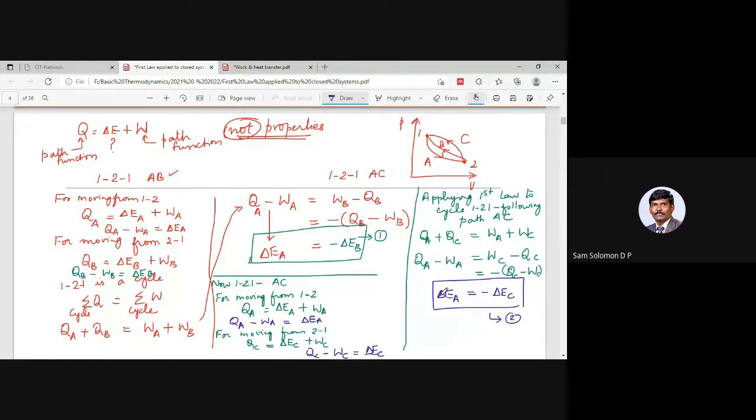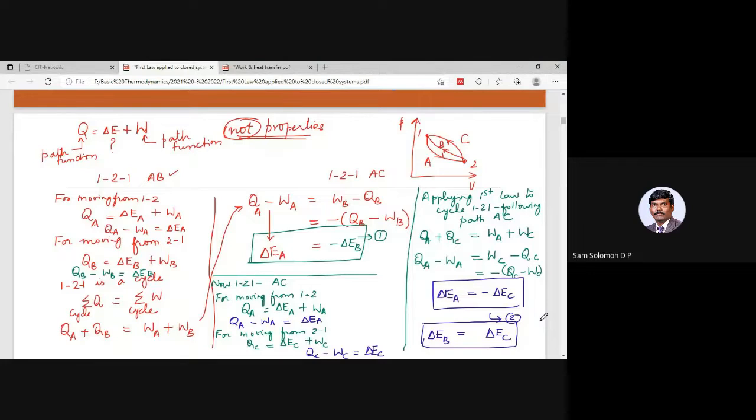The left hand sides are equal. Both of them are delta EA, which means the right hand side should be equal, which means minus delta EB equal to minus delta EC, or I can simply cancel out this minus term and write this as delta EB equal to delta EC. What do you understand when I say delta EB is equal to delta EC?